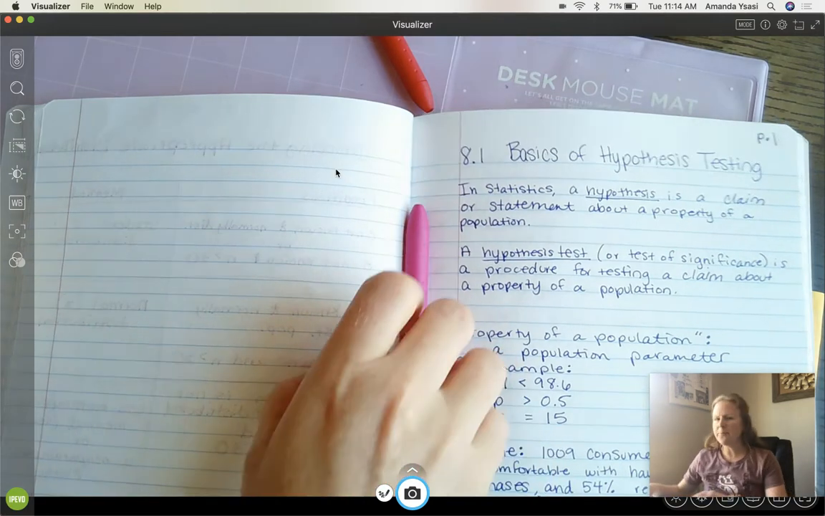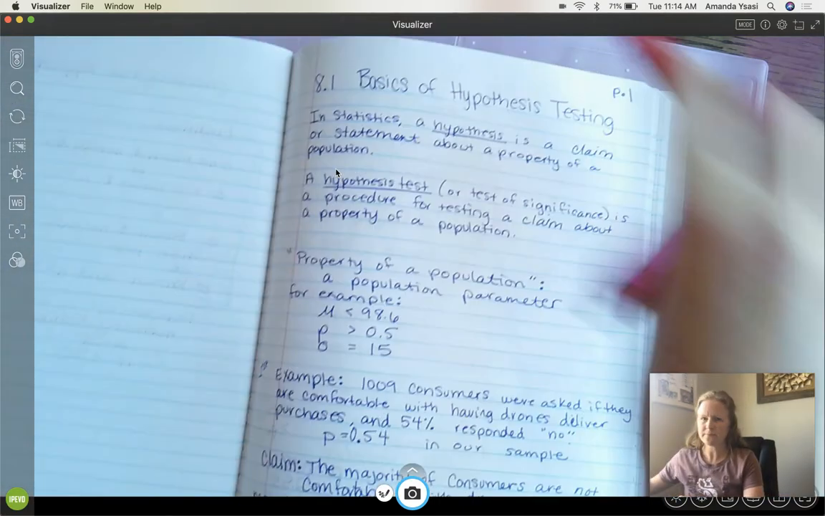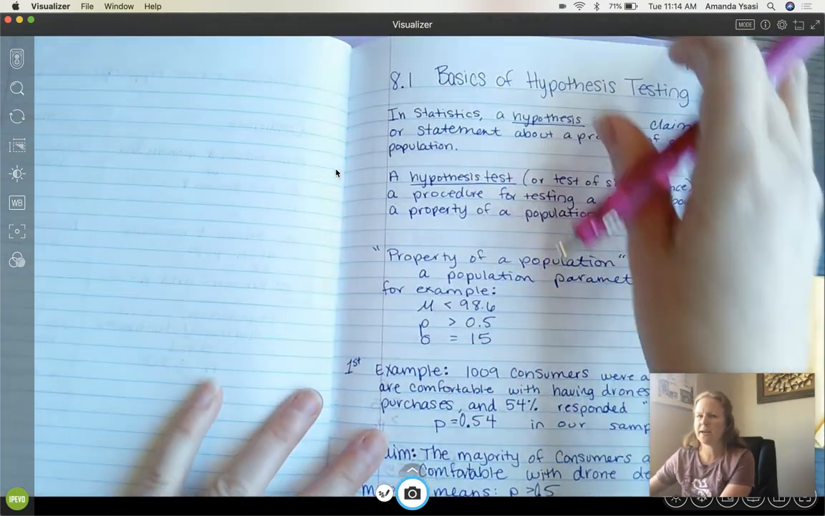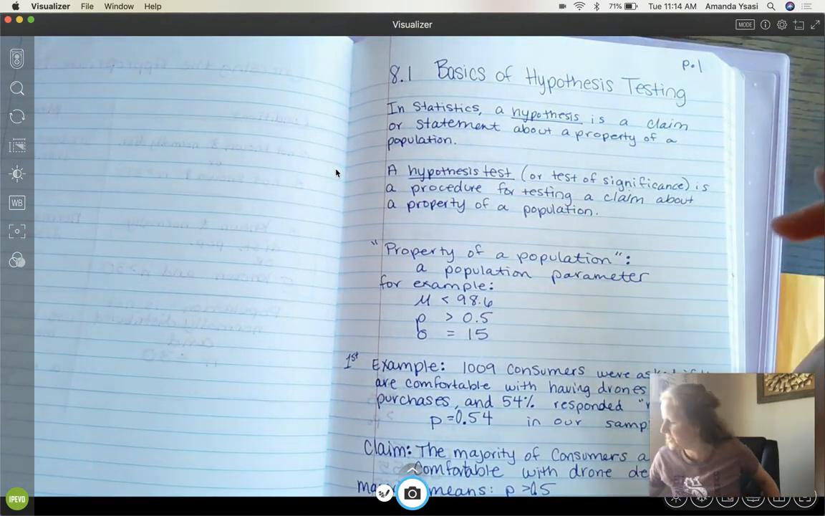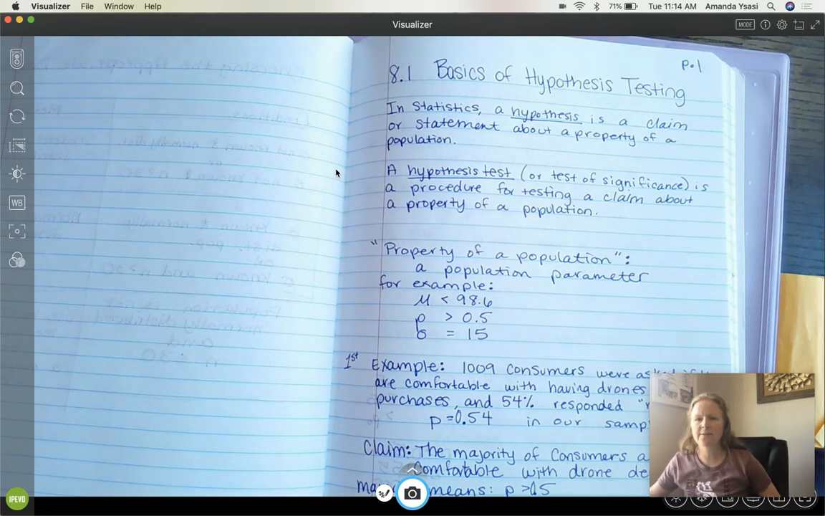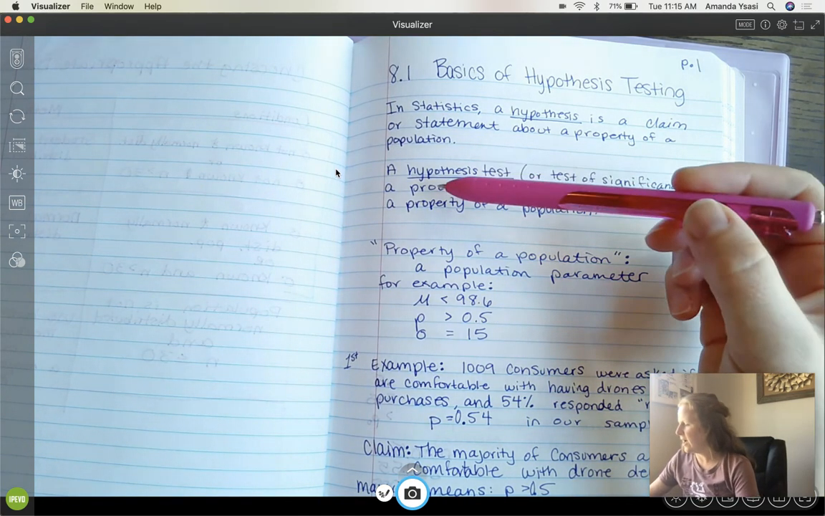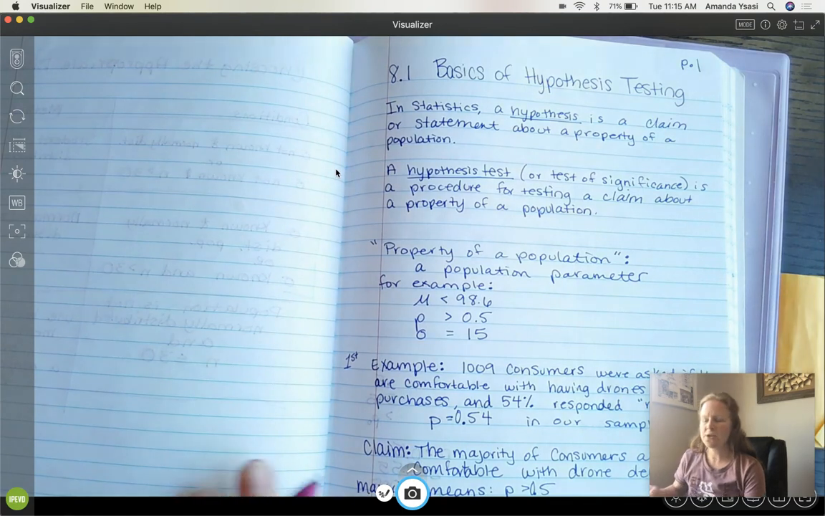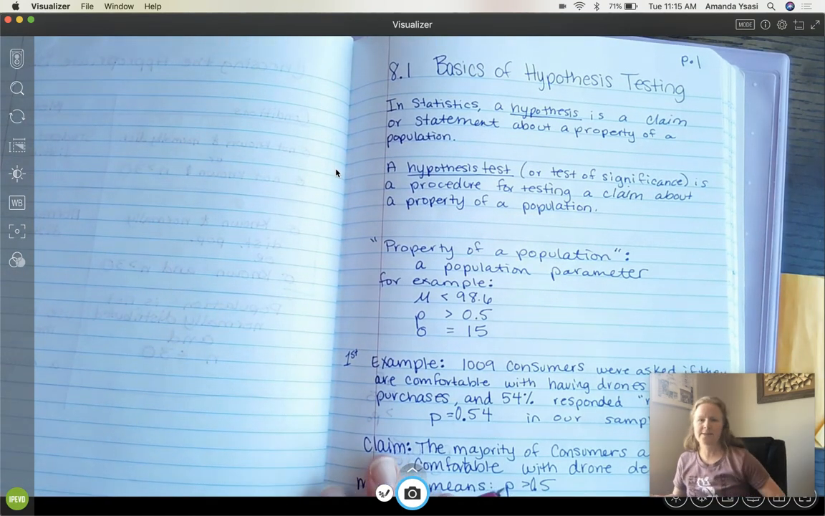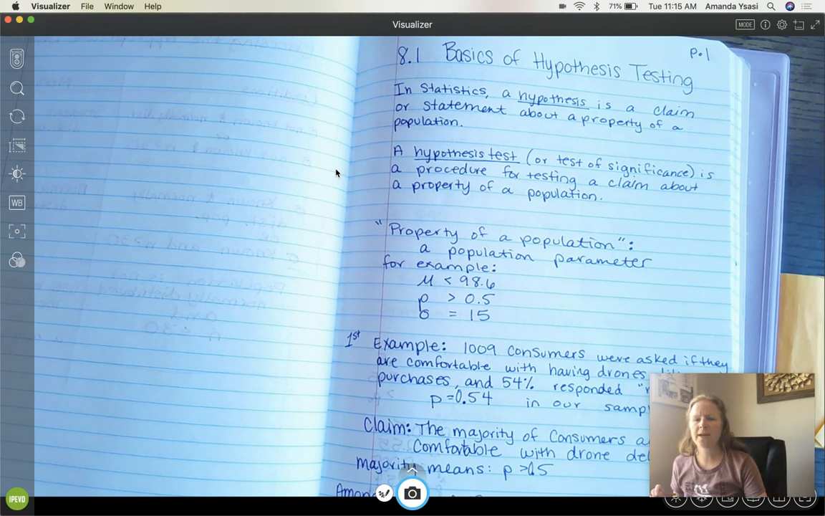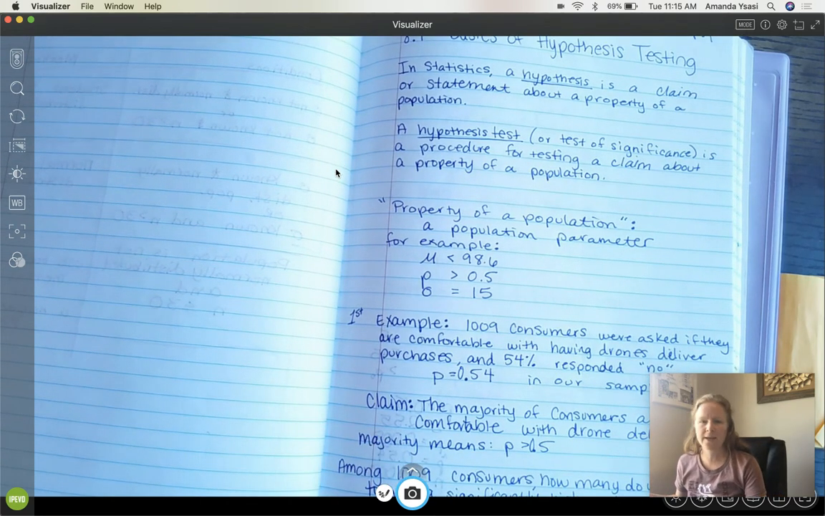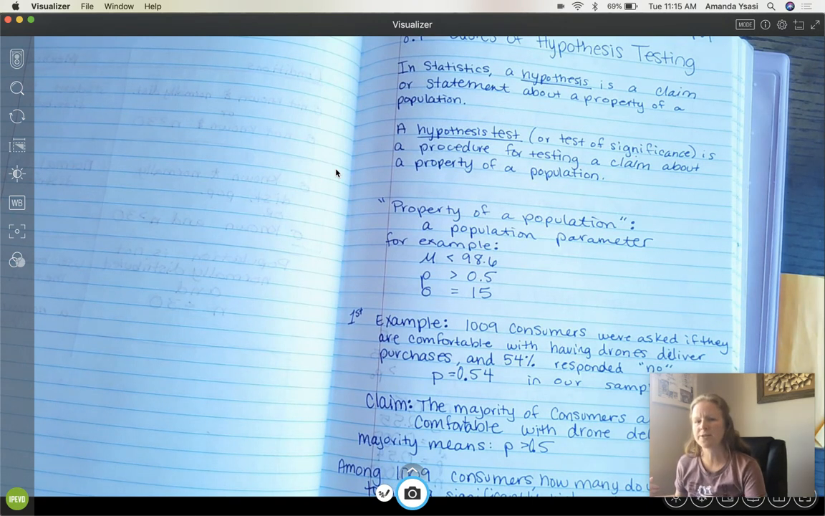Okay, so 8.1 is about hypothesis testing. So we are going to test a hypothesis. A hypothesis, just like in science, is some kind of claim about something that we want to test. So the hypothesis test is a procedure for testing a claim. So we'll need to write down what that hypothesis is. When we talk about a property of a population, we're talking about, let's say, the mean, the population proportion, the standard deviation, whatever that parameter is, we are going to test it.